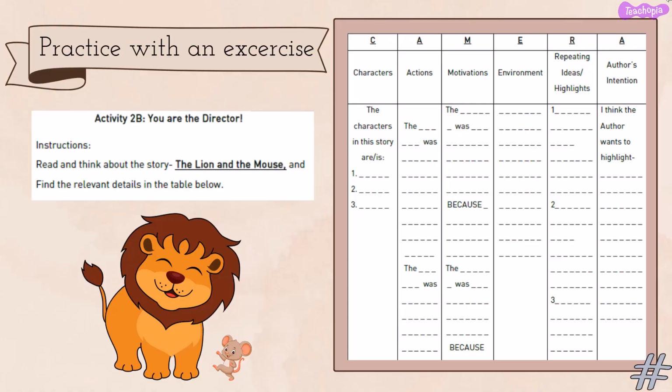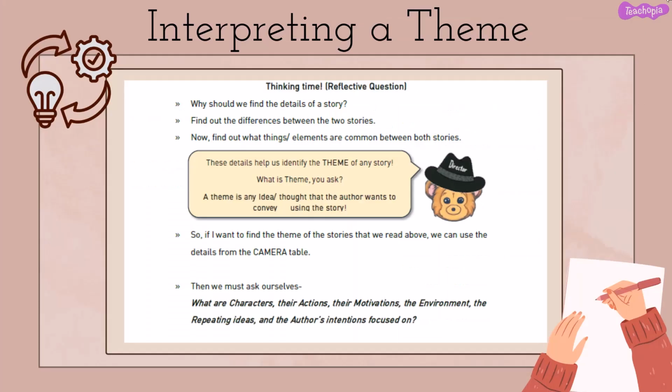In the same way, this can be enhanced as a skill by practicing with another exercise. Here the story is that of the lion and the mouse. Again, the camera table is given for you and the learners. The learners are provided with a few templates and clues using which they can fill the table. Once that is done, there is a thinking time.